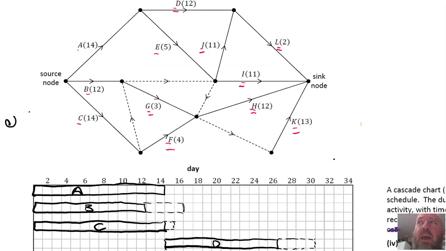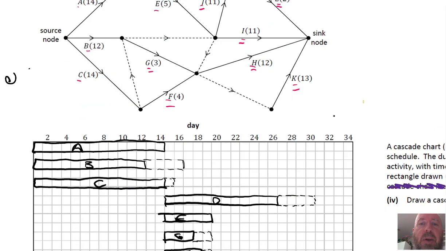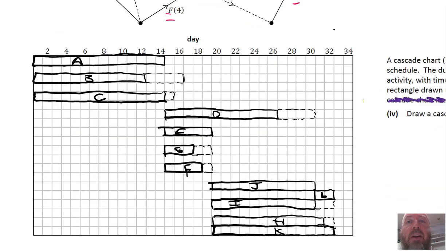I'm still skeptical of K. I feel like I've made a mistake with the numbers on K, but I know I've got the critical path right. So the critical path is L, J, E, and A.